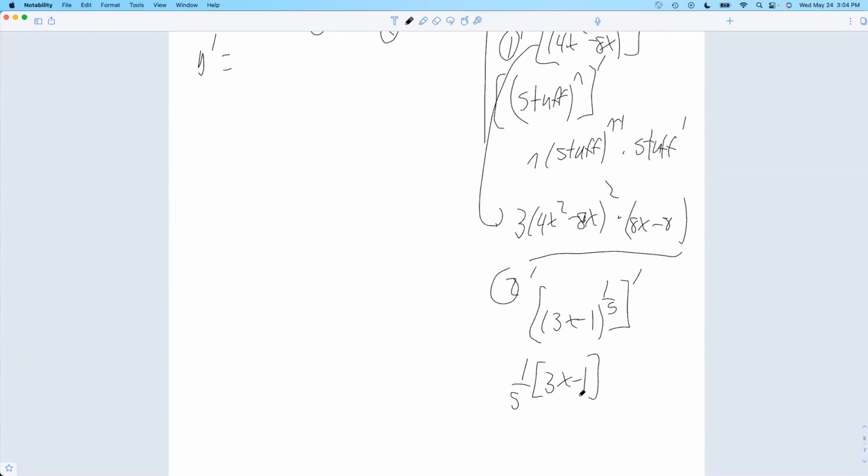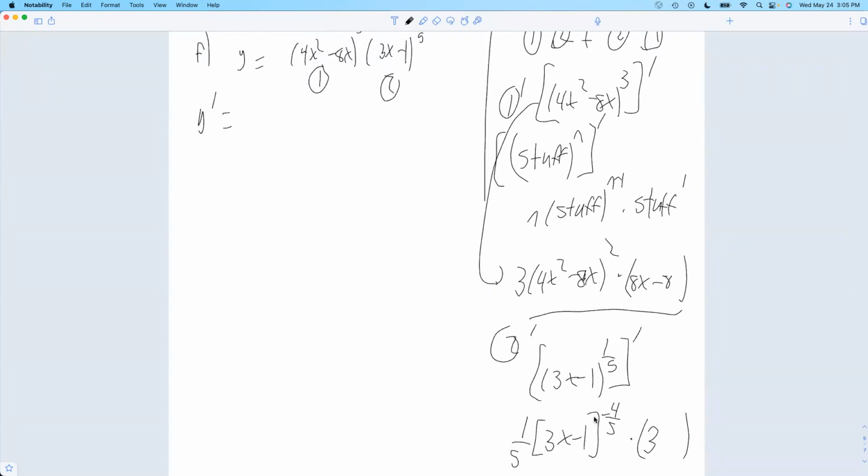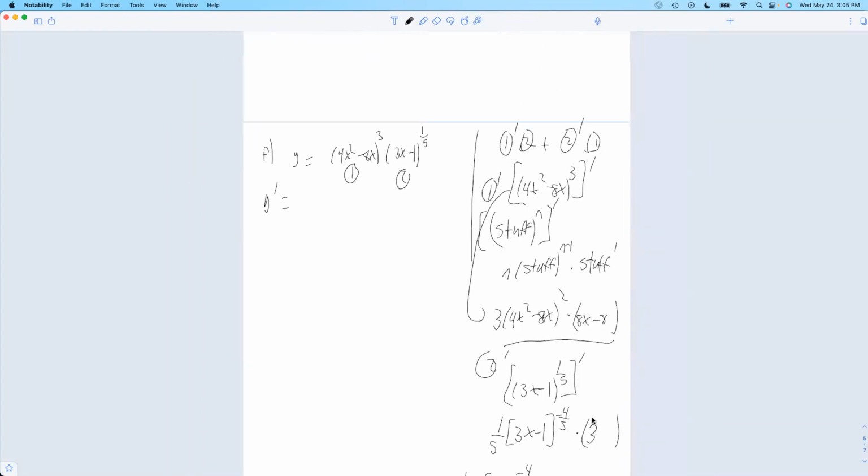So 1/5 minus 1 would be 1/5 minus 5/5. That's negative 4/5. Times, don't forget this part, the derivative of the inside. The derivative of 3x minus 1 would just be 3. The derivative of the minus 1 is just 0. 3 minus 0 is just 3. Okay, now we got all of our pieces.